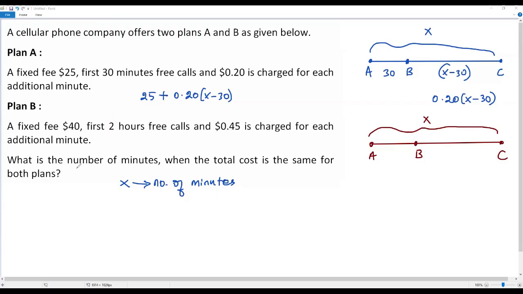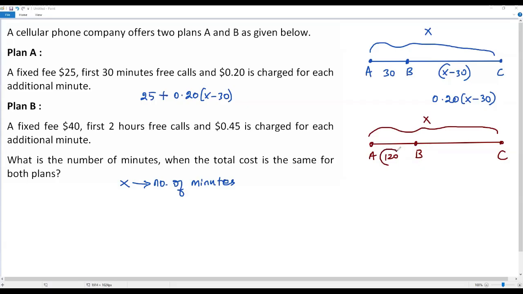Since we have to find the answer in number of minutes, better we convert this 2 hours to minutes. When I convert 2 hours to minutes, it will be 120 minutes. That is for the first 120 minutes, no charge. And apart from the first 120 minutes, for each additional minute, they are charging $0.45. Okay, here when the length of AB is 120, what is the length of BC?